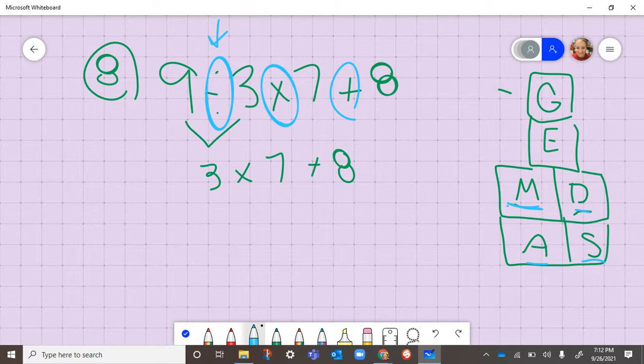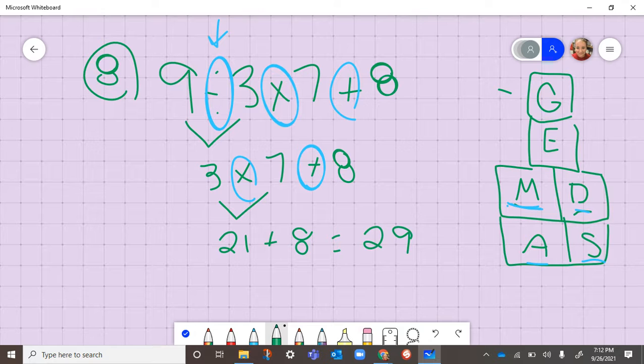Then again, I'm going to look at those operations. I've got multiplication and addition. Multiplication comes first. So 3 times 7 is 21, plus 8 more is 29. That was number 8.